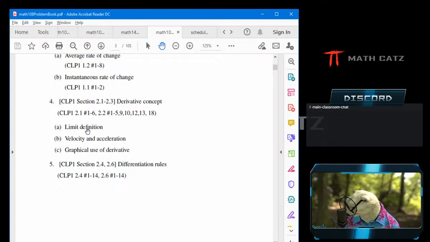Can you do the limit definition? That's obviously one question. It's not a shock here what's coming. Can you use the limit definition to find a derivative? And of course, we keep that function fairly straightforward so that the limit doesn't get ridiculous.